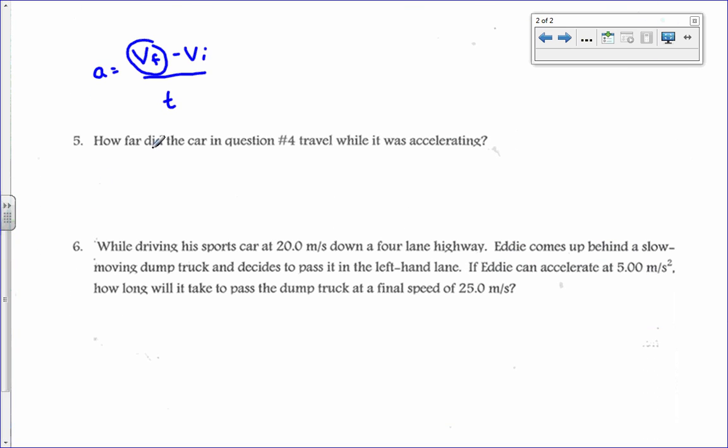Number 5, how far did the car go in question number 4? Here's your delta D formula. Change in distance is given by final velocity squared minus initial velocity squared over 2 times acceleration.